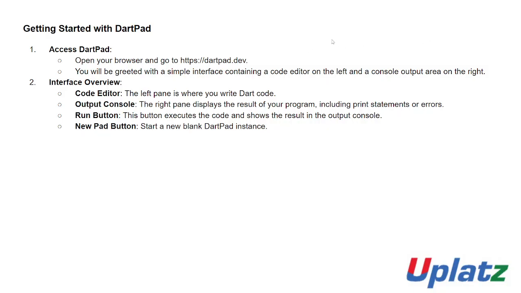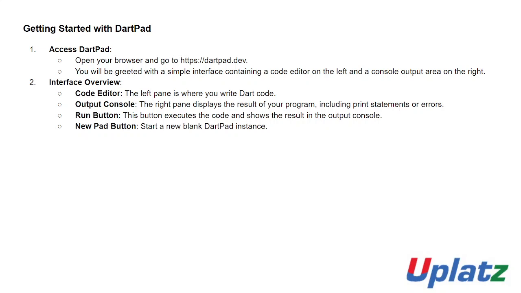stick to our slide. Access DartPad. We learned that you will be greeted with a simple interface containing a code editor on the left and a console output area on the right. Interface overview. Number 1, code editor. The left pane is where you write Dart code. Output console. The right pane displays the result of your program, including print statements or errors.